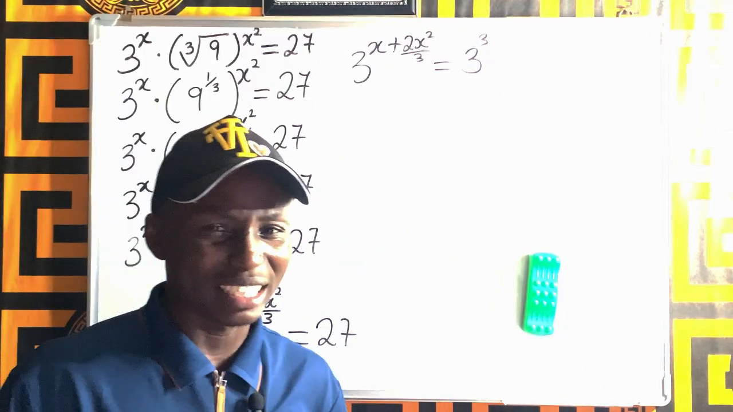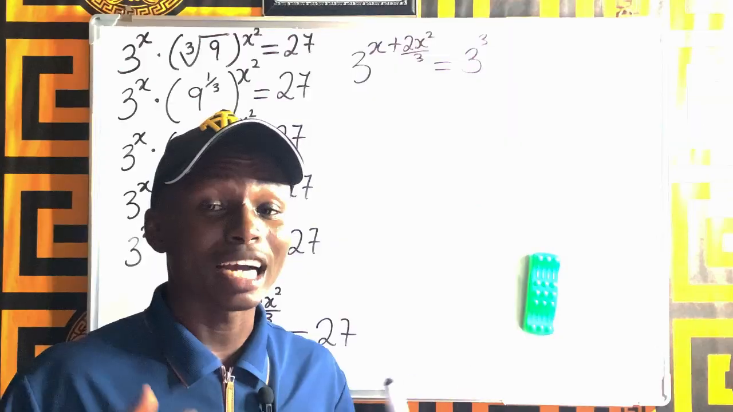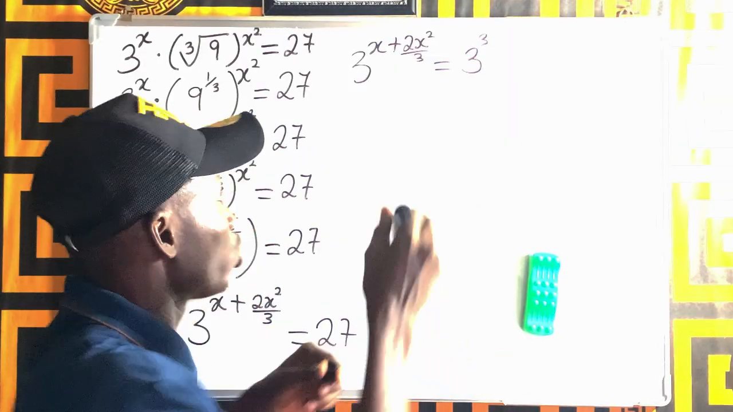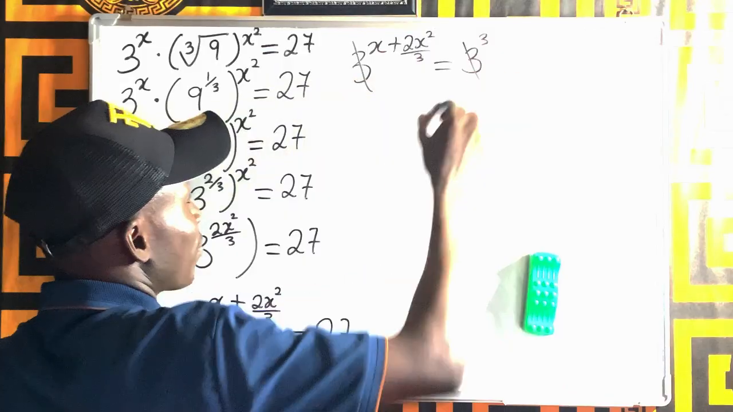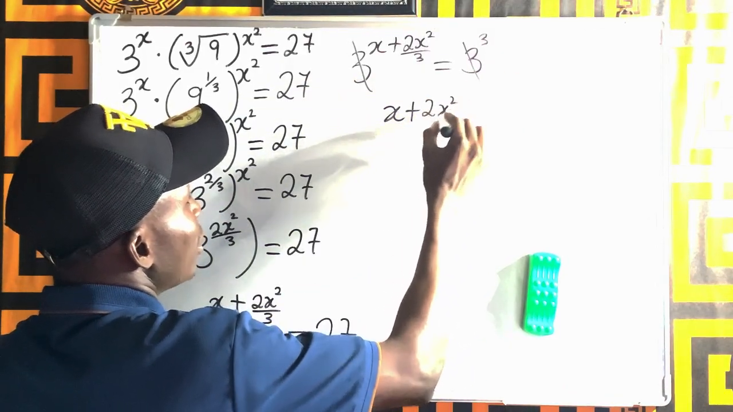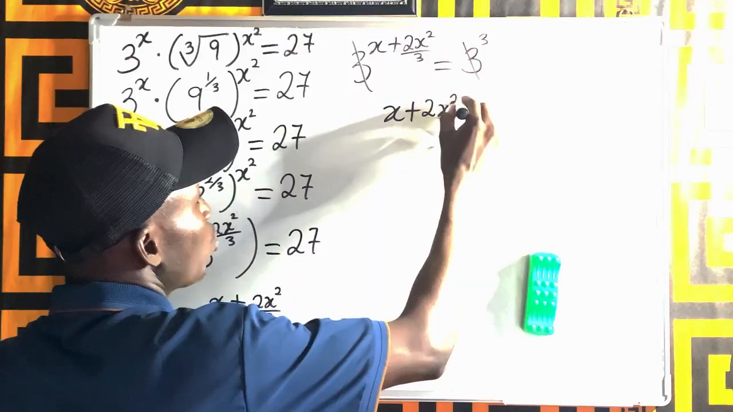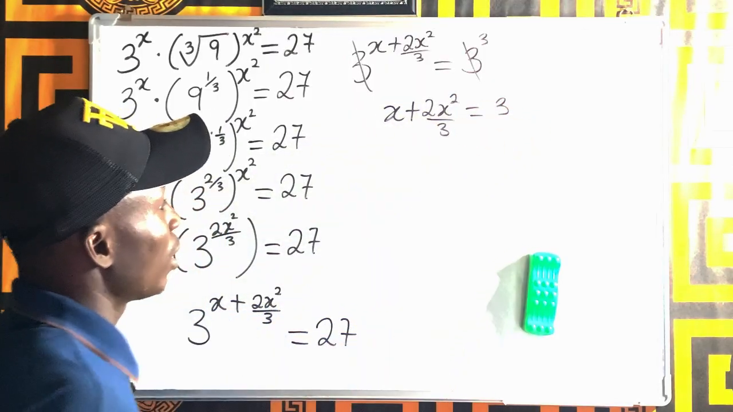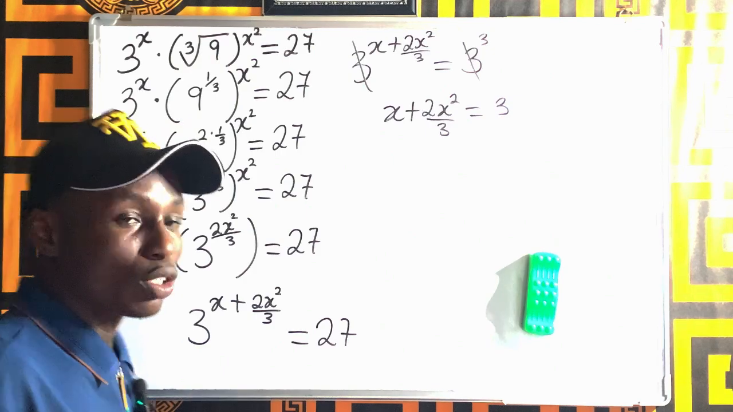Now let's observe carefully. You can see that the bases are the same, right? Since the bases are the same, we can do away with them and equate the powers. That means x plus 2x squared divided by 3 is equal to 3.